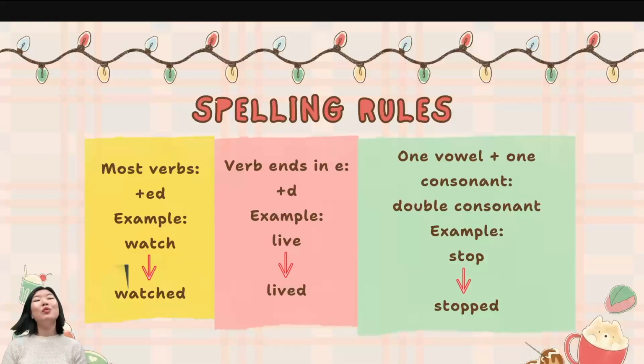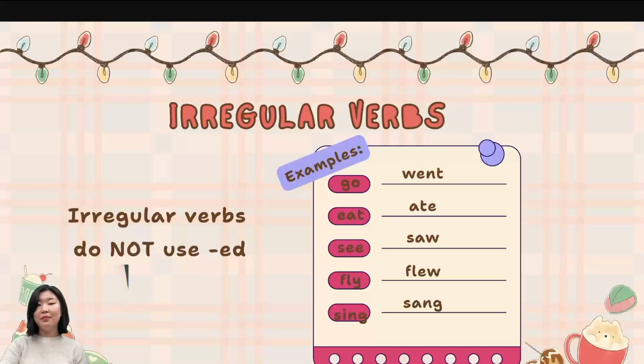If a verb ends with one vowel and one consonant, you add an extra consonant and write -ed. So stop ends with vowel o and consonant p, therefore you add an extra p and then add -ed. Make sure that you follow the spelling rules for regular verbs.